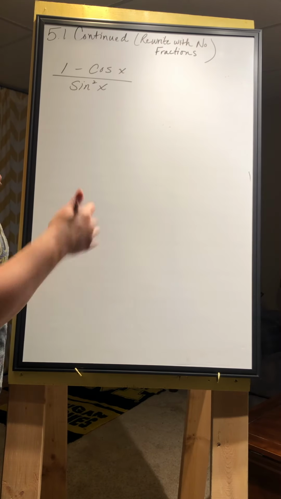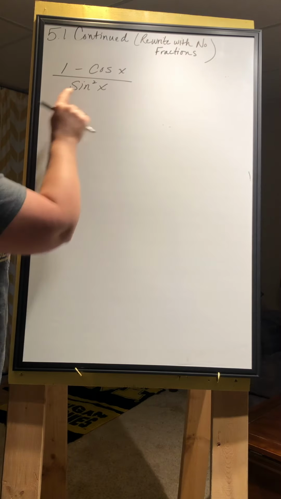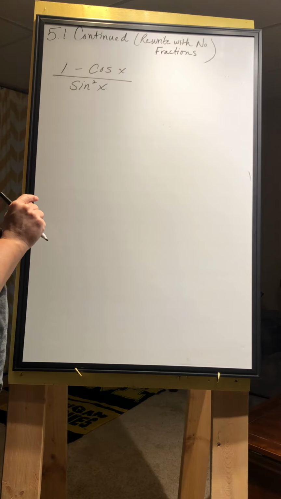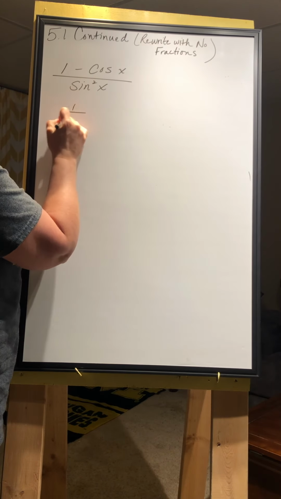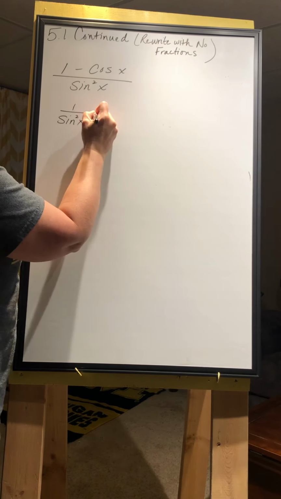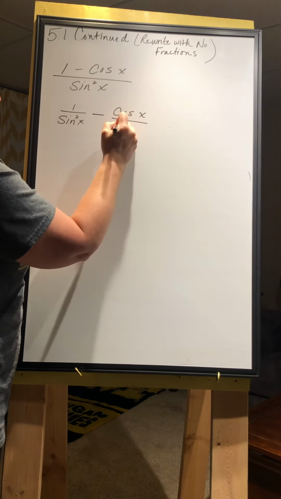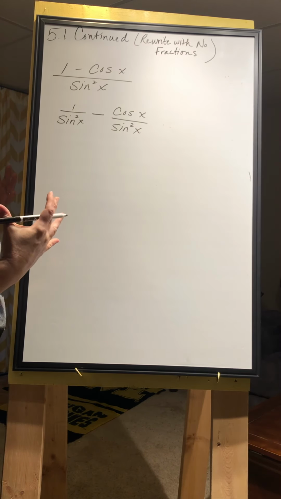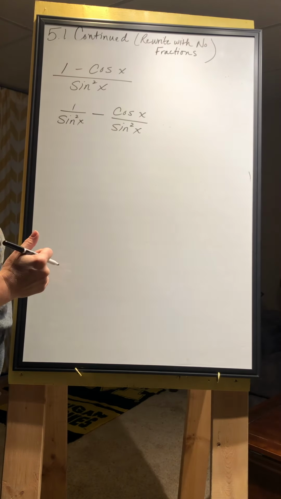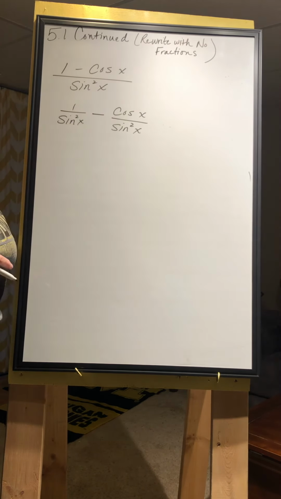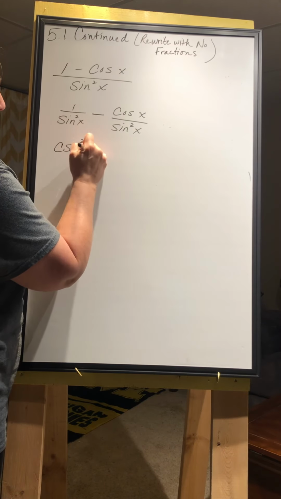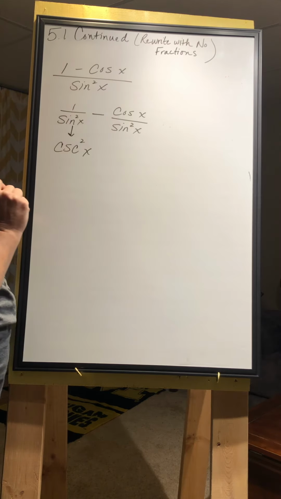So you've got to know that if I have 2 terms in the numerator over the same denominator, I can break those apart and just keep them with the same denominator. So I could put 1 over sine squared x, and then I can put minus cosine x over sine squared x. So it's kind of working backwards. We're breaking one fraction into two fractions now. So here we know that we can replace 1 over sine squared x with its reciprocal, which is going to be cosecant squared x. So this goes to cosecant squared x.